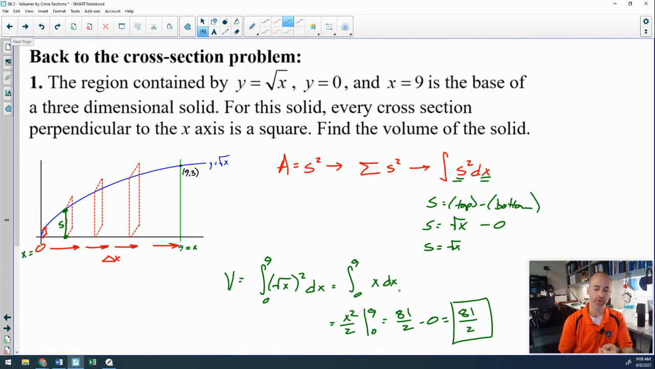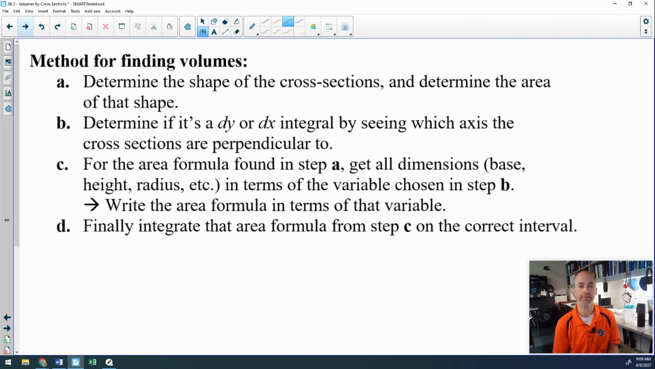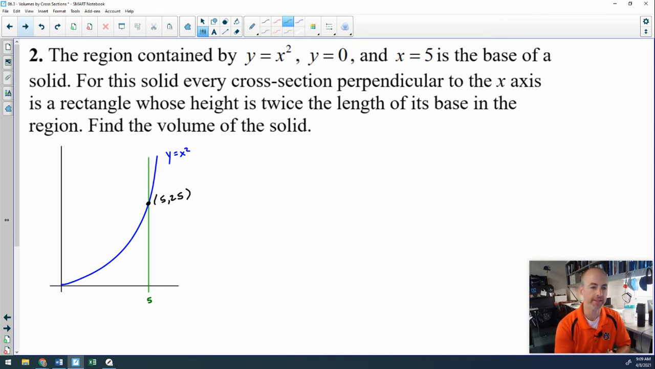And then the last thing you want to do is find the antiderivative of all of that information, and that's what step D is. So I have two more examples I want to look at, two more examples of volumes by cross-sections. Let's look at this one.